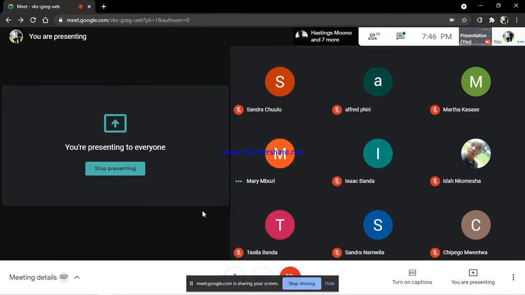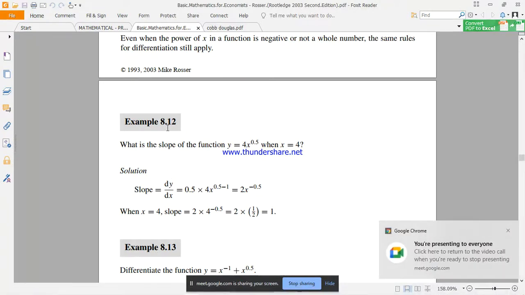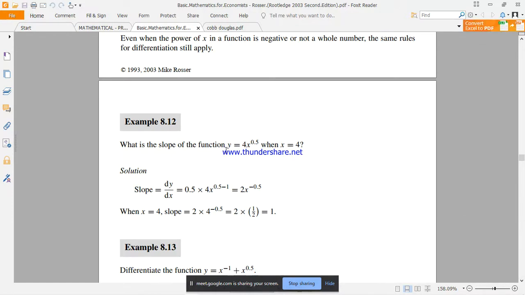Sir, repeat your explanation in short. The question we are solving is 8.1 2. If y is equal to 4x raised to the power 0.5. All right, so differentiating the x will be 4 times that 4. So this 4 times 0.5 is just half of 4. Half of 4 is 2.